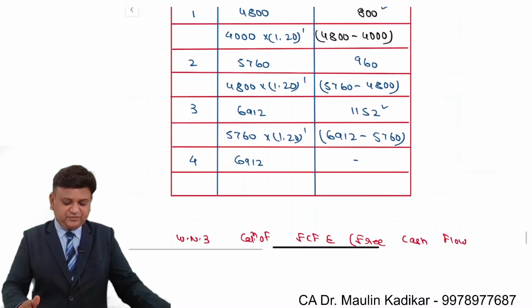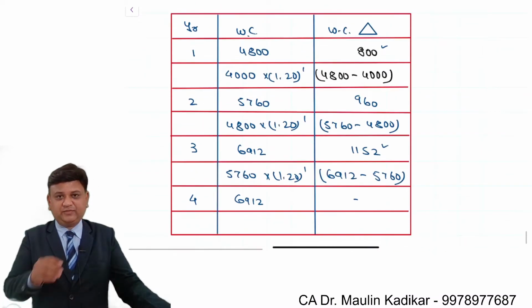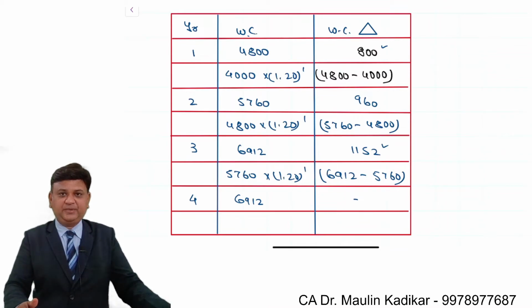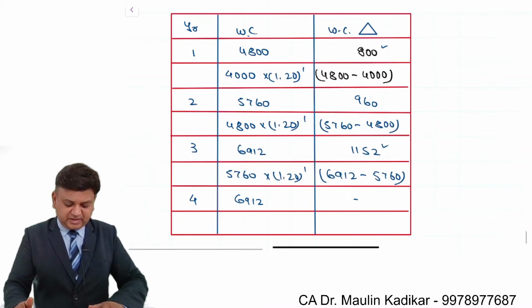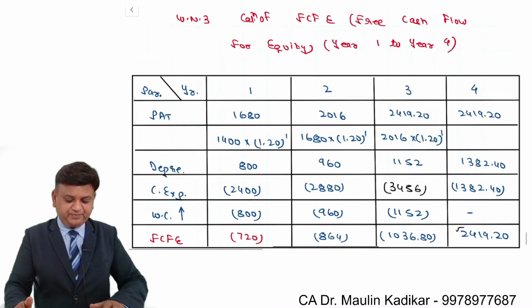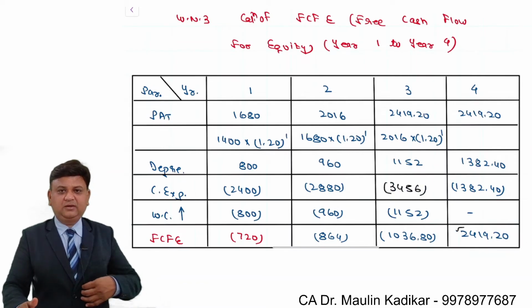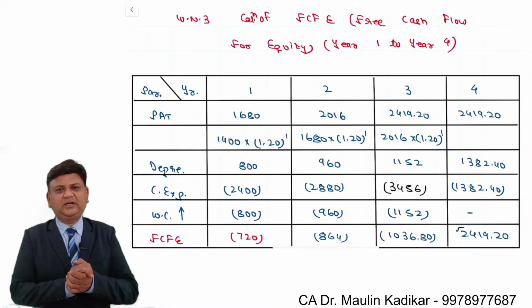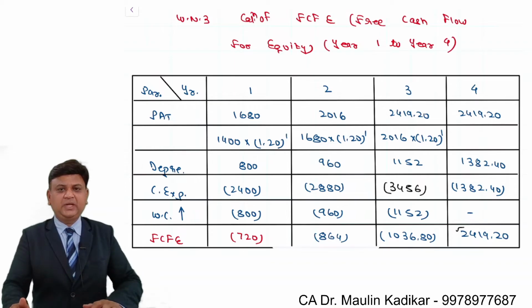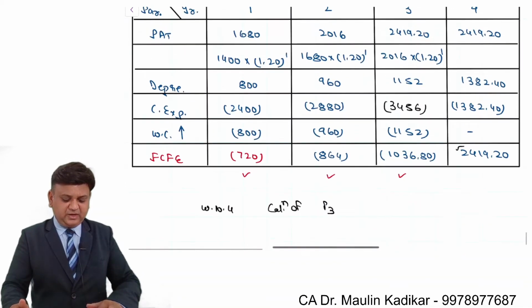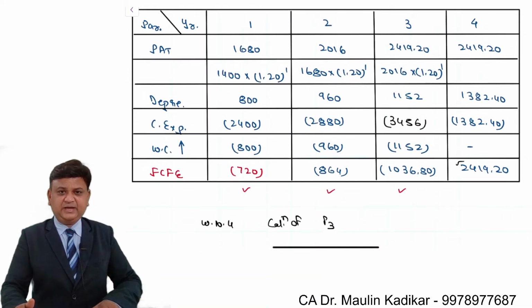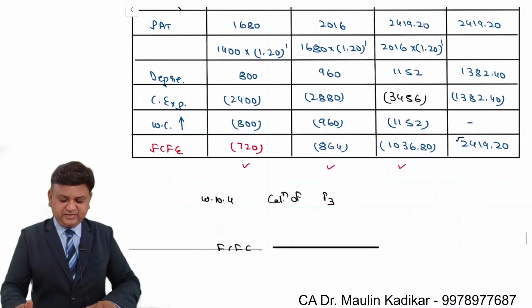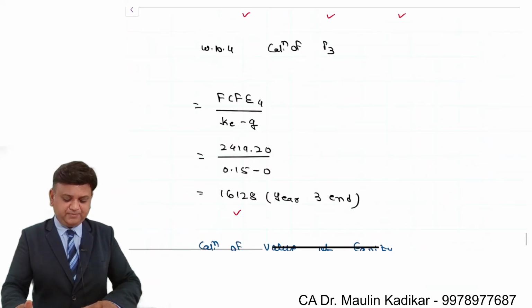In that, say for the first 3 years, there is an addition of working capital. From fourth year onwards, there is no addition of working capital. Why? Because we understand that the sales of the company is remaining stagnant. Free cash flow for equity, that's the way we do a simple capital budgeting question: profit plus depreciation being non-cash item, minus capital expenditure, minus working capital increase. That is the way the free cash flow for equity is found.